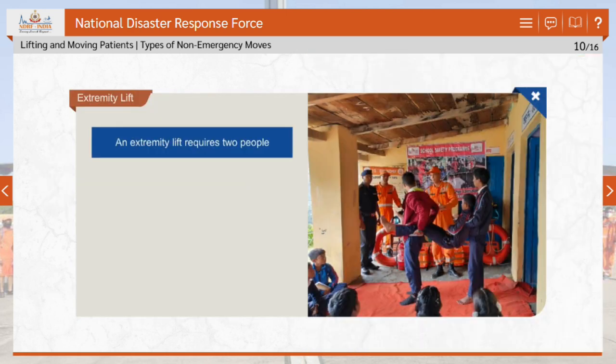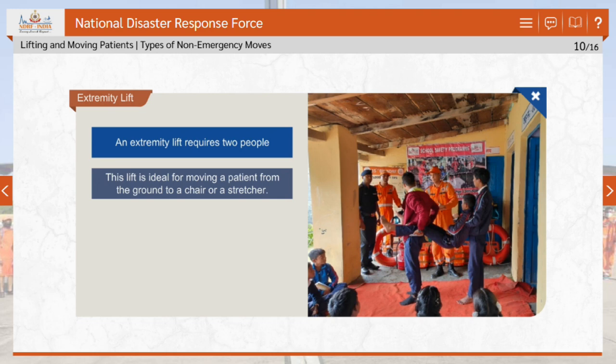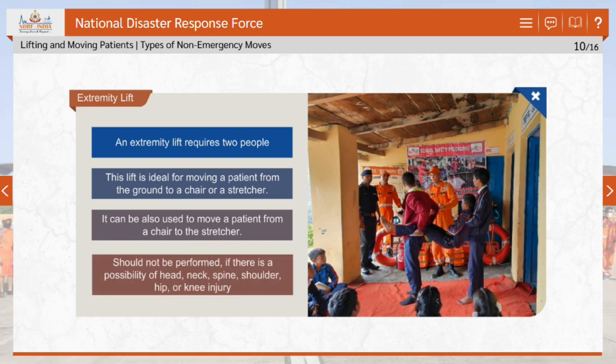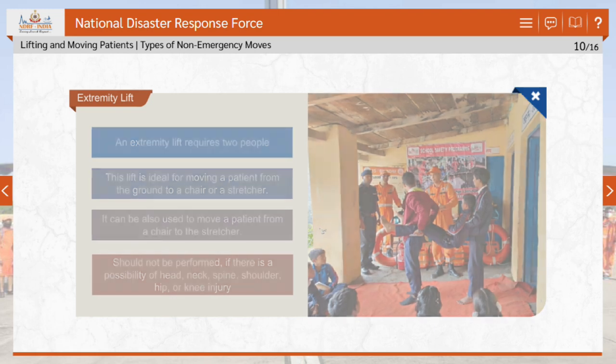An extremity lift requires 2 people. This lift is ideal for moving a patient from the ground to a chair or a stretcher. It can also be used to move a patient from a chair to the stretcher. However, it should not be performed if there is a possibility of head, neck, spine, shoulder, hip, or knee injury, or any suspected fractures to the extremities that have not been immobilized.